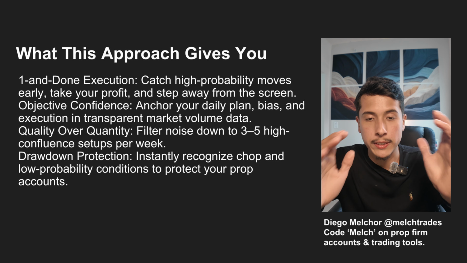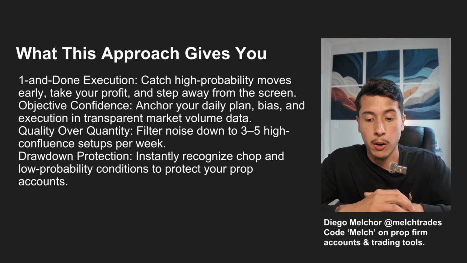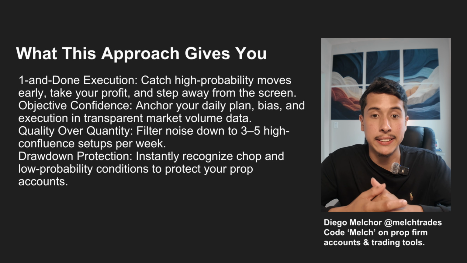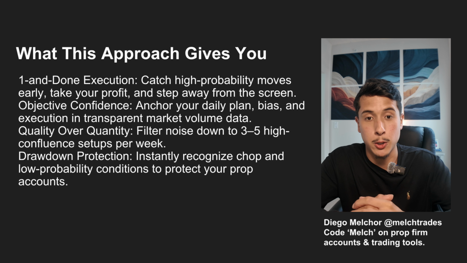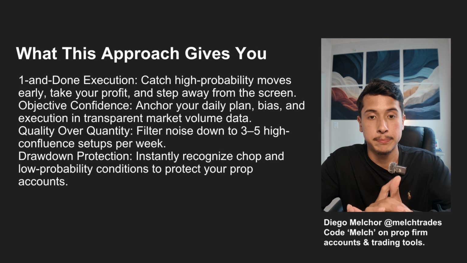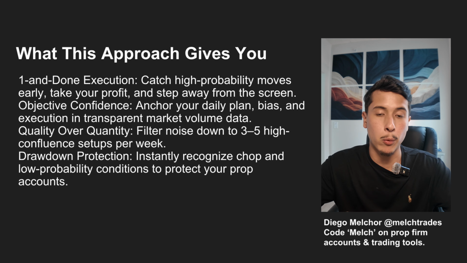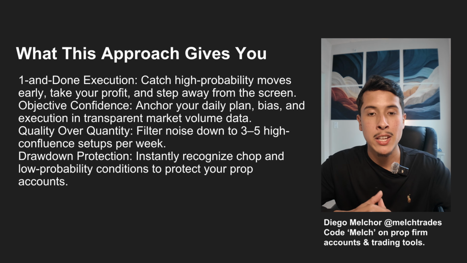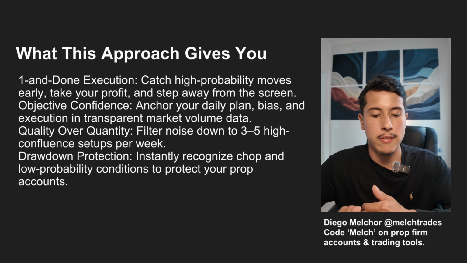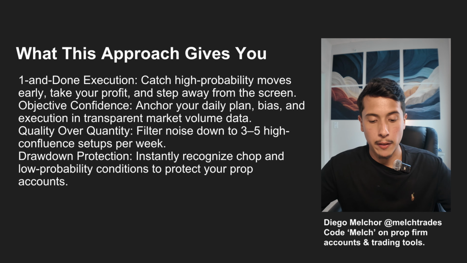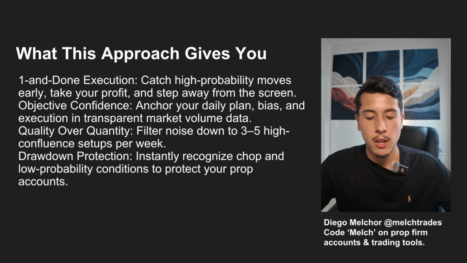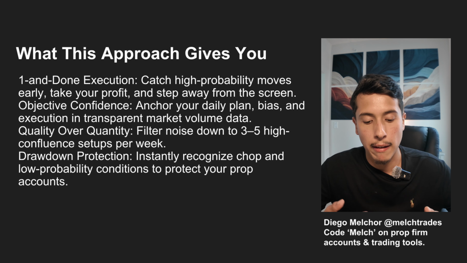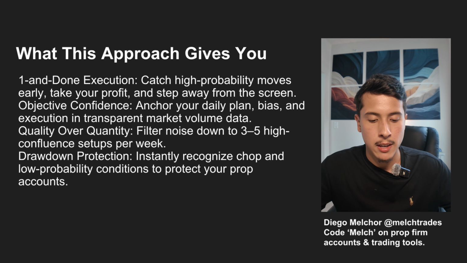So with the daily volume profile, you can anchor your daily plan, get a clear daily bias, and this is going to help you execute trades. This is going to help you take higher quality setups with confidence. Next is quality over quantity, kind of what I already explained with the first point, just filtering down to 3 to 5 high confluence setups per week. These are with the playbooks I'm going to show you revolving around volume profile. You can typically catch 3 to 5 high quality setups per week.